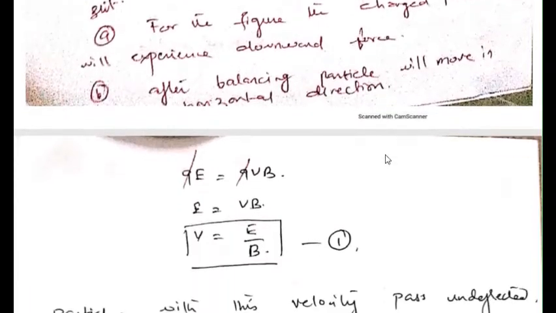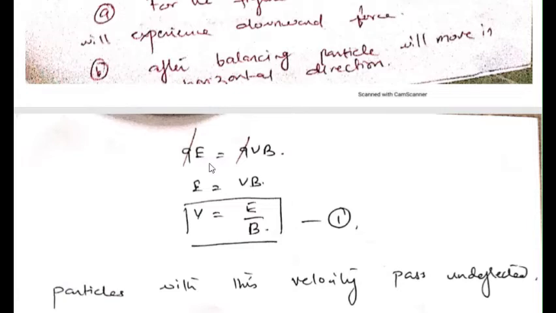After achieving the equilibrium condition between the electric and the magnetic force, we can write Fe equals Fb, that is qE equals qvB. Cancelling q from both sides, we get E equals vB, and v equals E over B. So this is the condition for the velocity selector when we want to move our charged particle in a straight horizontal line. We must balance these two forces.